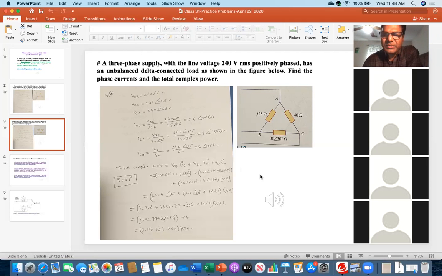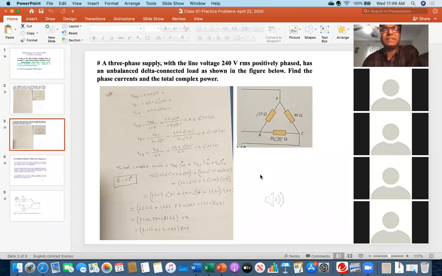Would you still say root 3 VL IL cosine theta? So the answer is no. What you have to do is real power equals VA IA cos theta A plus VB IB cos theta B plus VC IC cos theta C. Do you understand? VI cos theta represents real power, but I am doing it phase by phase, and then you sum up all three phases. You can't express it like 3 V phase I phase cosine theta because it is an unbalanced system.